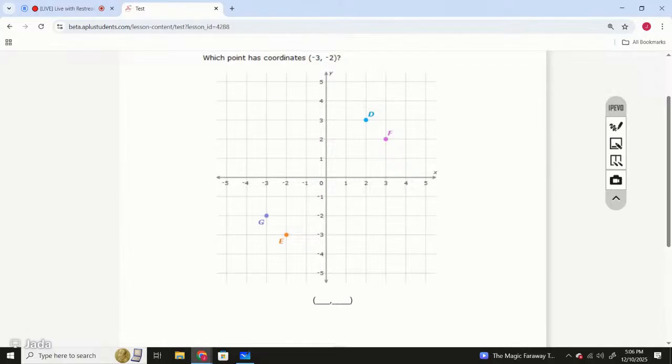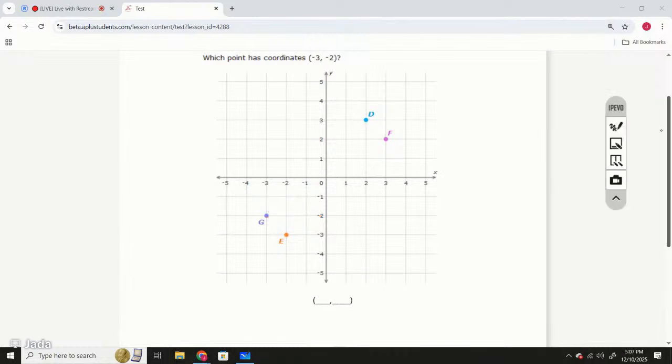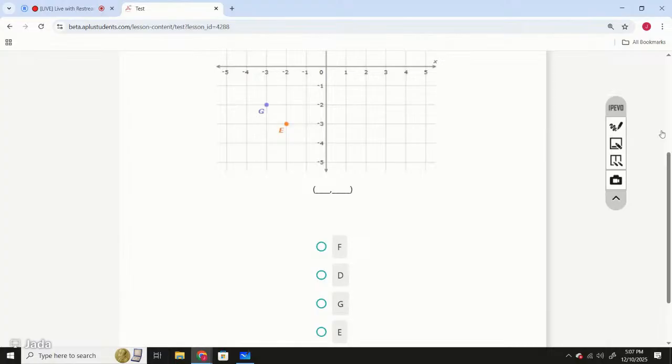Which point has the coordinates -3 and -2? So -3 and -2 is when x is -3, here it is, and y is -2. So point G is the one that has the coordinates -3 and -2. So the correct option is G. Point G has the coordinates -3 and -2.